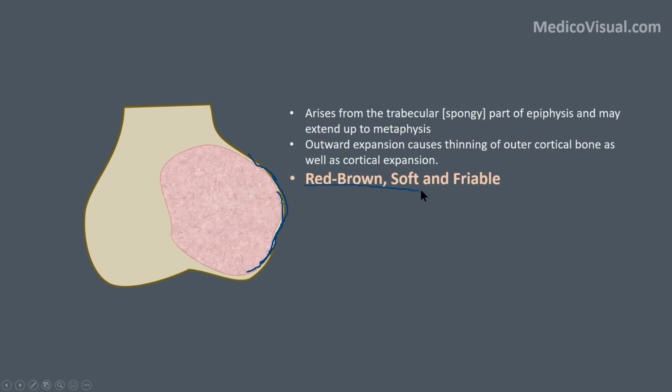And it is red brown, soft and friable. On gross appearance, it has a red brown appearance, and this tumor is soft and friable. Why so? Usually the bone is hard, but it is soft. Why? Because there is no bony matrix, there is no calcified bone here. And because bone is dissolved during the formation of this tumor, it is a lytic lesion, and during this process some blood vessels may be ruptured, and because of this there may be some areas of hemorrhage as well. And that's why this tumor on gross appearance looks red brown in color, right?